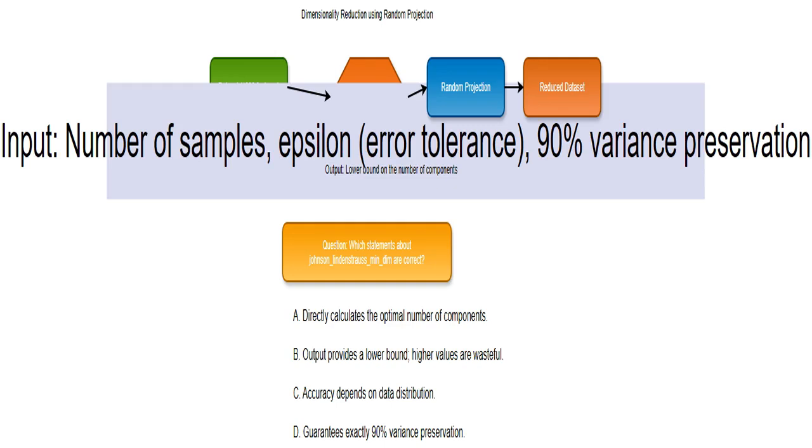To use the johnson_lindenstrauss_min_dim function, you provide it with two things. First, the number of data points you have, and second, a value called epsilon, which represents the level of acceptable error. A smaller epsilon means you want to preserve distances more accurately, but it will require more dimensions. It's a trade-off between accuracy and dimensionality.